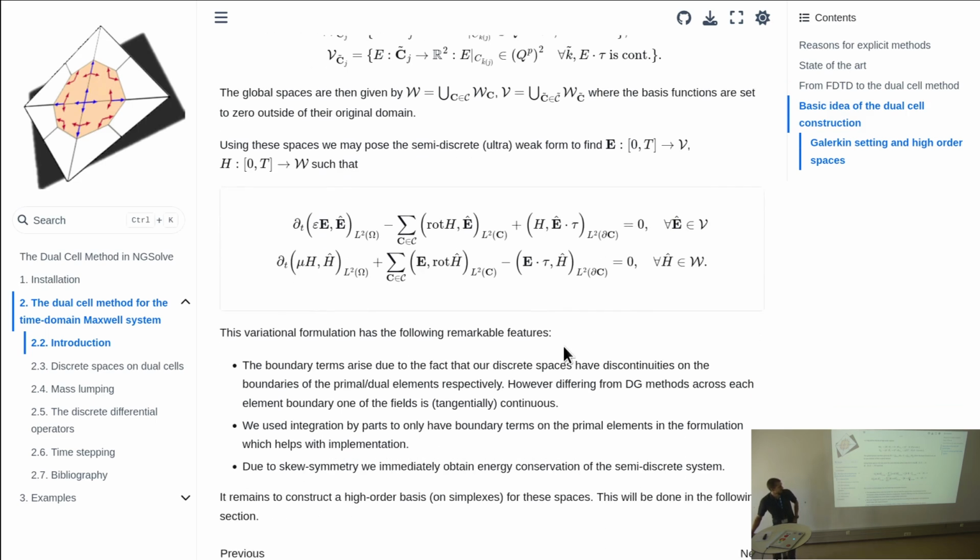I want to emphasize that we may apply integration by parts here. And we immediately have a formulation which is skew-symmetric. So when we do a discretization and do time stepping, we immediately get energy conservation if we choose conservative time stepping. And if you look at the boundary terms here, we see that we only have to integrate over primal element boundaries, which is convenient for the implementation because we start with our primal mesh and we actually don't want to implement the dual mesh anyway. So yeah. I missed something.